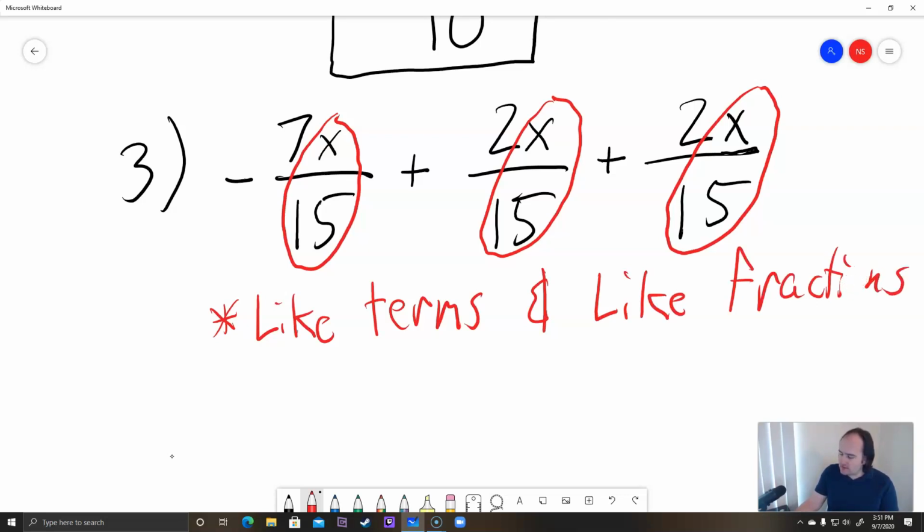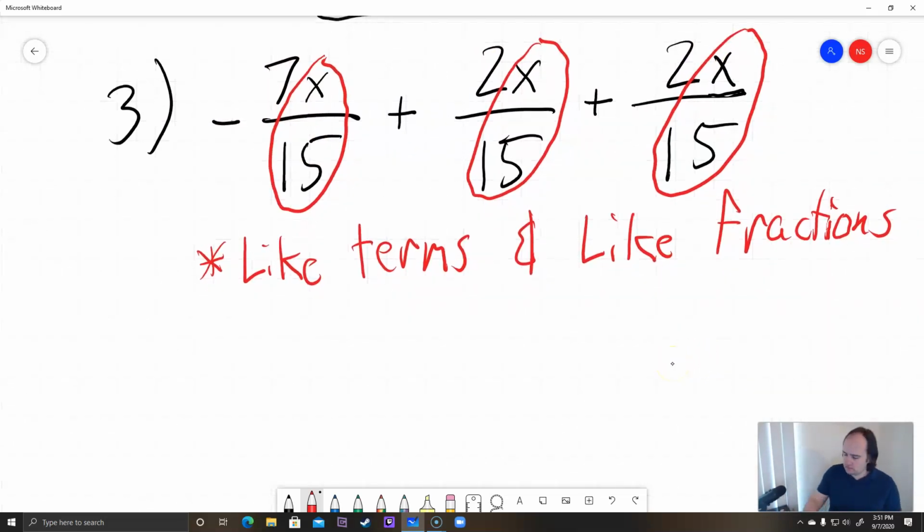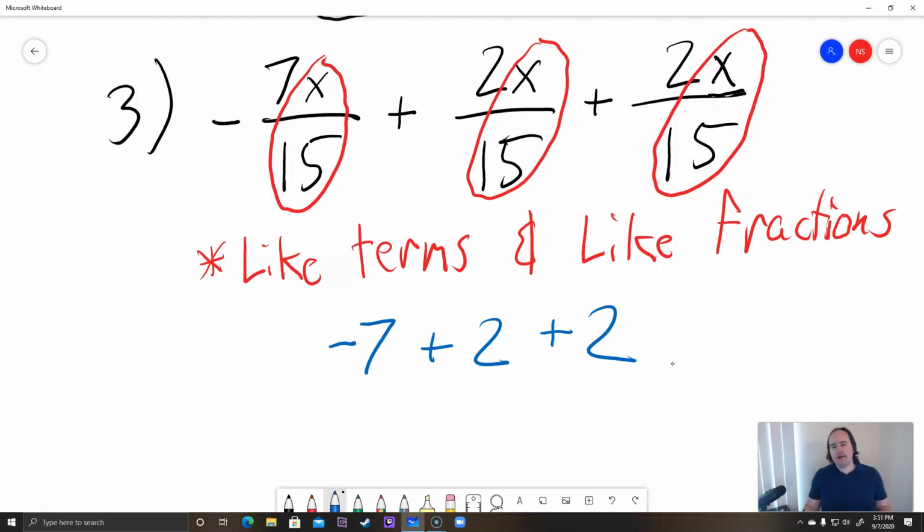So all we really have to do here is add or subtract these numbers in the front. Okay, so we're going to be doing -7 plus 2 plus 2. Right, so we're really just doing -7 plus 2 plus 2 because we keep the variable the way it is and we keep the denominator. So -7 plus 2 is going to give us -5, and -5 plus 2 gives us -3.